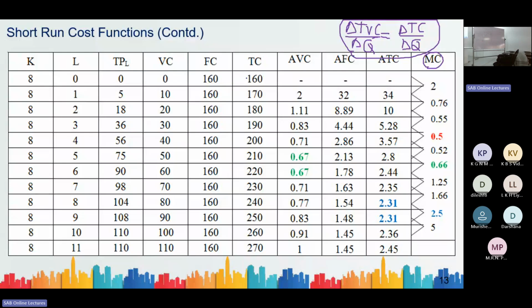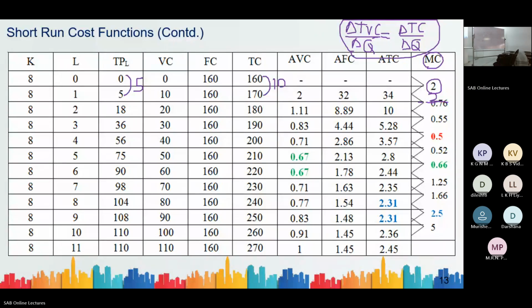So when moving from the first level to second level, total cost changes by 10, and output changes by 5. So 10 divided by 5, the marginal cost is 2. If you want, you can write the marginal cost in front of the second level like this.